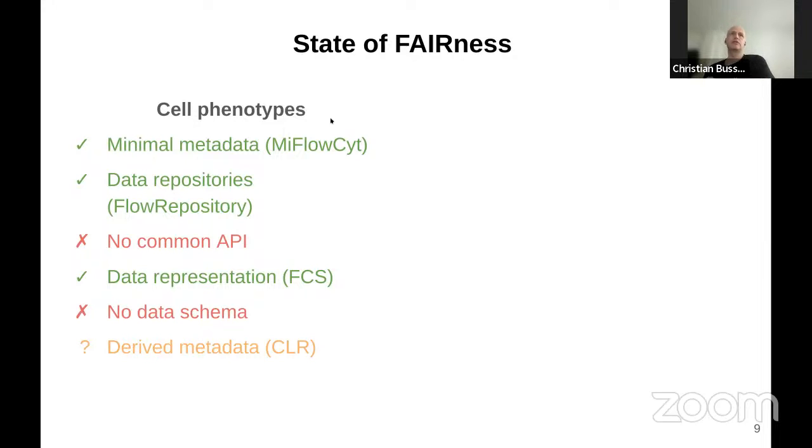So if you're looking at cell phenotype, then the community, which is mainly represented by ISAC, the International Society for the Advancement of Cytometry, already passed the minimal metadata standard over 10 years ago, which is called MIFlowCyt, and contains several dozen items that are considered to be really necessary to interpret a cytometry experiment. So, of course, minimal metadata standards are key if you're thinking about findability, because this is the key data that would be harvested. So we already have a check here.